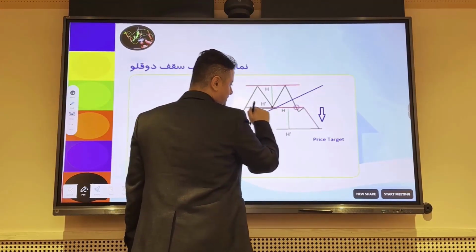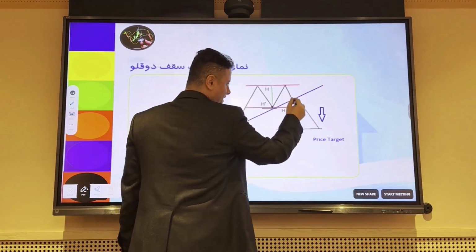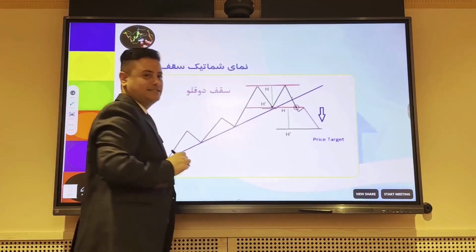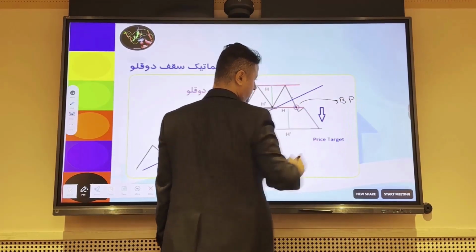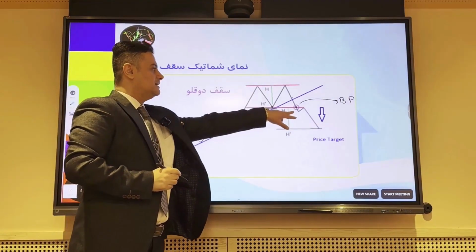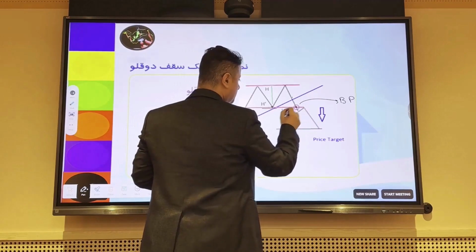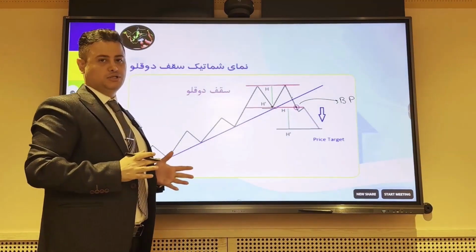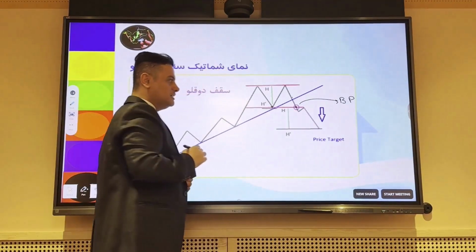Look at this neckline. Pay attention to this neckline. It intersects the slope of the second peak at this point. This point is our famous breakout point. When the price chart reaches this point, the pattern with its schematic representation is fully completed. And when the pattern is completed, we must take the target of this pattern.